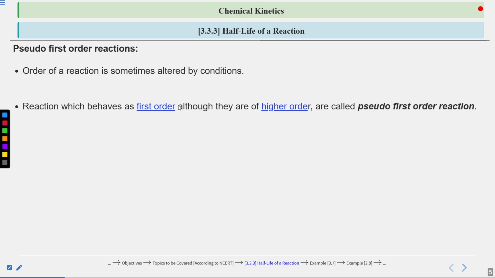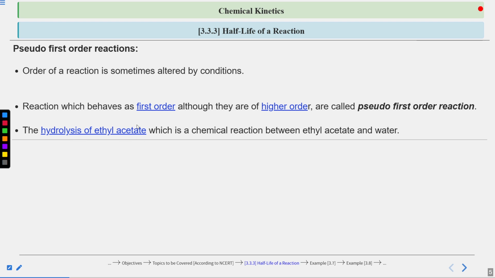Reactions which behave as first order, although they are of higher order, are called pseudo first order reactions. So what are we calling pseudo first order reactions? Those reactions which behave as first order, although they are of higher order in actuality. That means they are not first order reactions, but they look like first order. That's why the name says pseudo first order reactions.